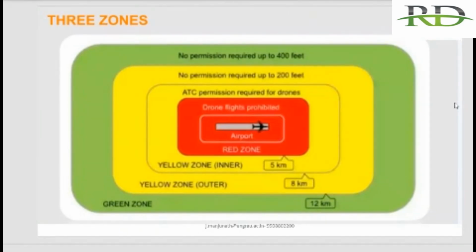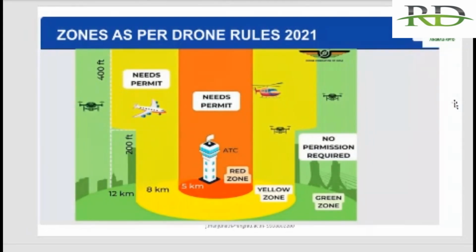Now also we can see it on the Digital Sky Platform website. We observe the airspace, that is, geofencing in airspace. We observe what the red zones, yellow zones, and green zones are. We can see it in real time. Next. This is the zones as per Drone Rules 2021. No permission is required in the green zone, as I am repeating. Next.